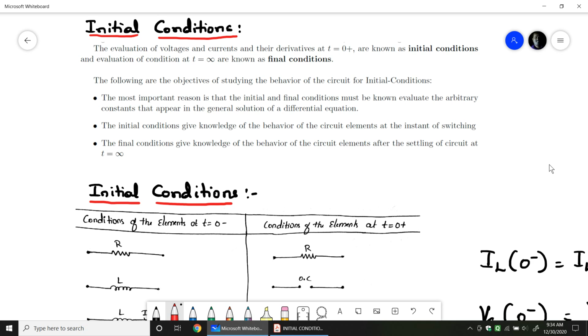Okay, what is an initial condition? It is the evaluation of voltages and currents and their derivatives at t equals 0 plus. After the switch is closed at t equals 0, how does the circuit behave at t equals 0 plus, meaning just after the switch is closed? That is what we are going to work on.